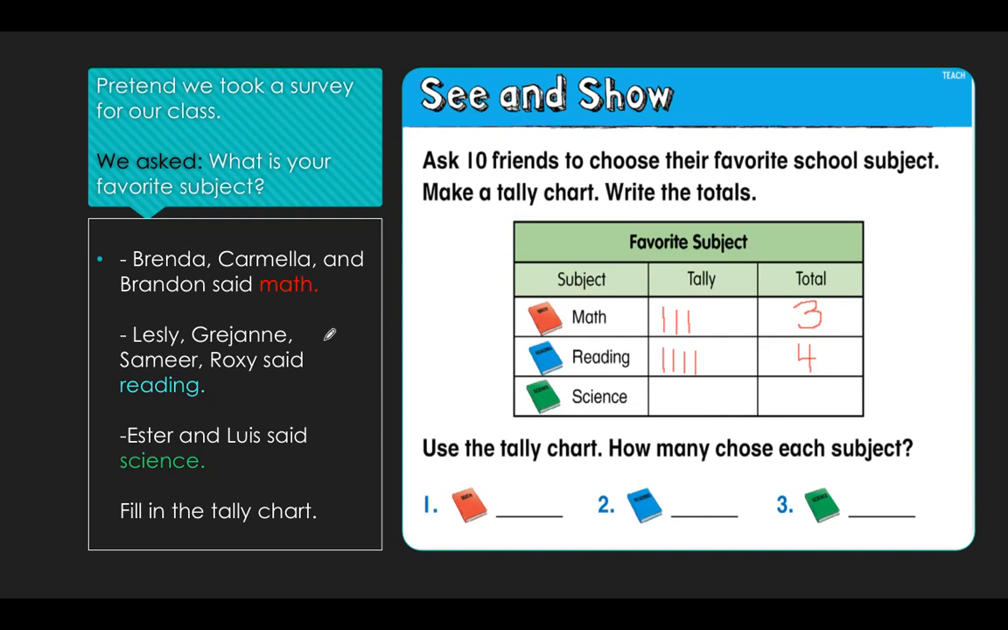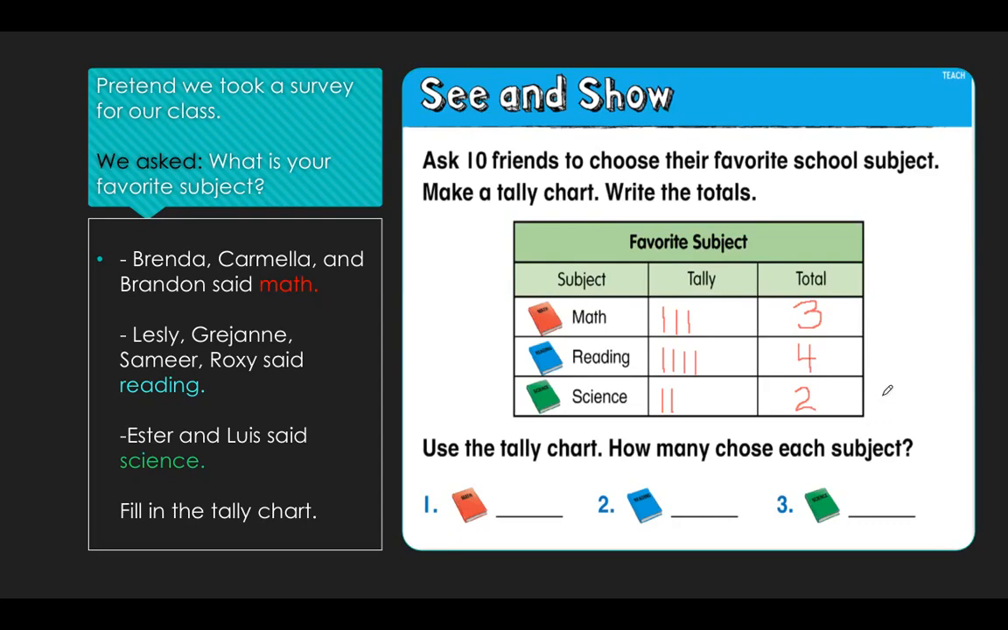And let's see how many people said science is their favorite subject. I will put one tally for Ested and one tally for Louise. That's 1, 2 people said science is their favorite subject. Now let's answer the question.